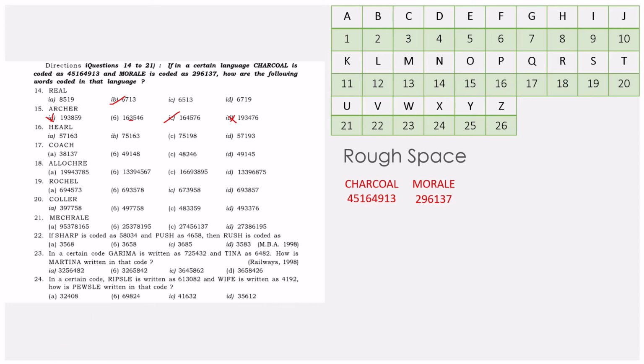Let me erase all the ink and move on to the next. You can solve before me. HEARL. For this, the code will have 3 in the last, so this would be eliminated. 669, I think even this is eliminated. 115775. Just check this 5 and 7 over here. Check the code for E. It is 7. So the answer is A.